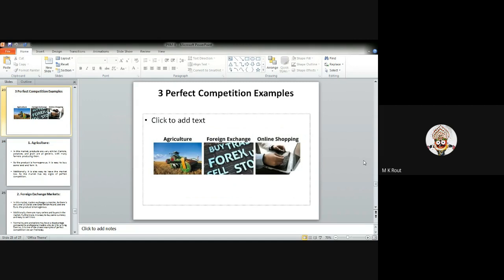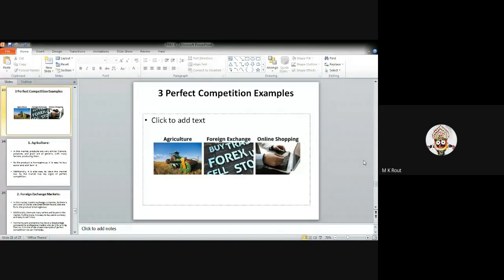So moving to the next one. Today we discuss various perfect competition examples. The first one is agriculture. The second one is foreign exchange. The third one is online shopping. So moving to the first one, it directly reflects the most important thing, which is known as agriculture.